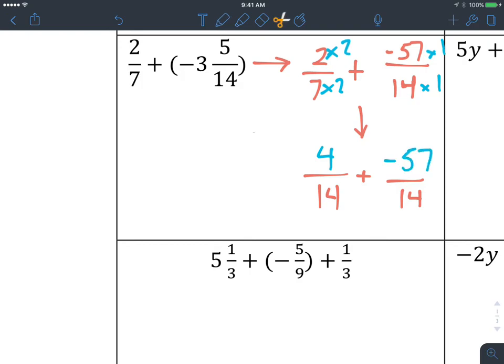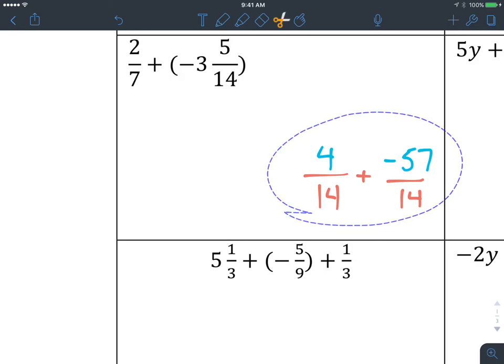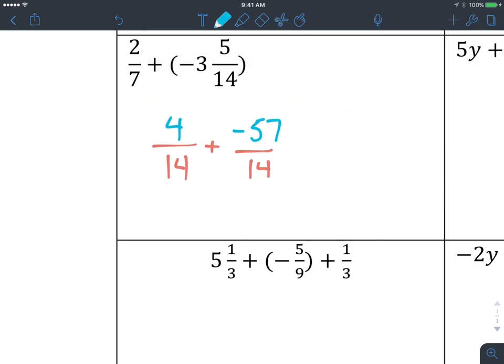So now I have my new improper fractions with the same denominators ready to add, of 4 plus negative 57 over 14, which different signs. So I'm going to subtract the numbers. 57 minus 4 gives me 53. Positive or negative, bigger number is negative, so it's going to be negative 53. And keep that over 14.